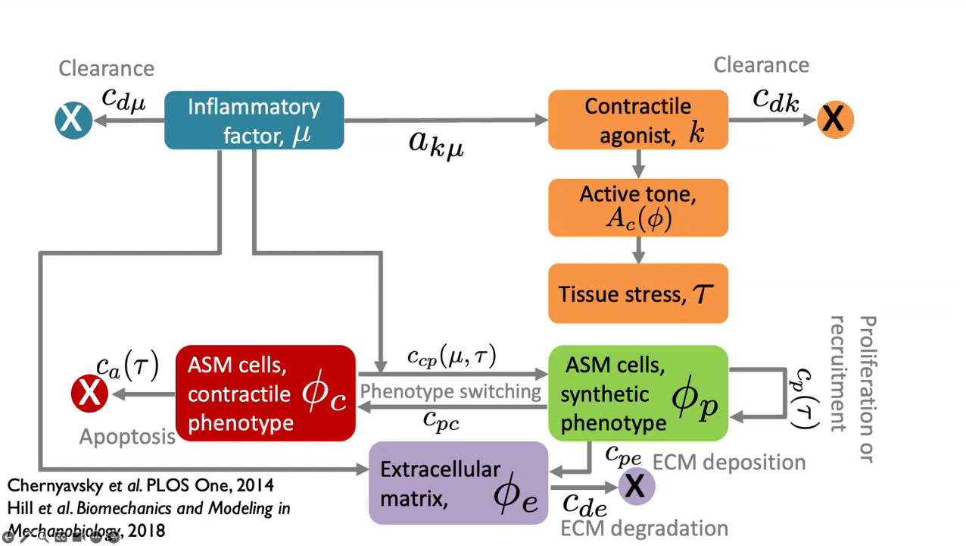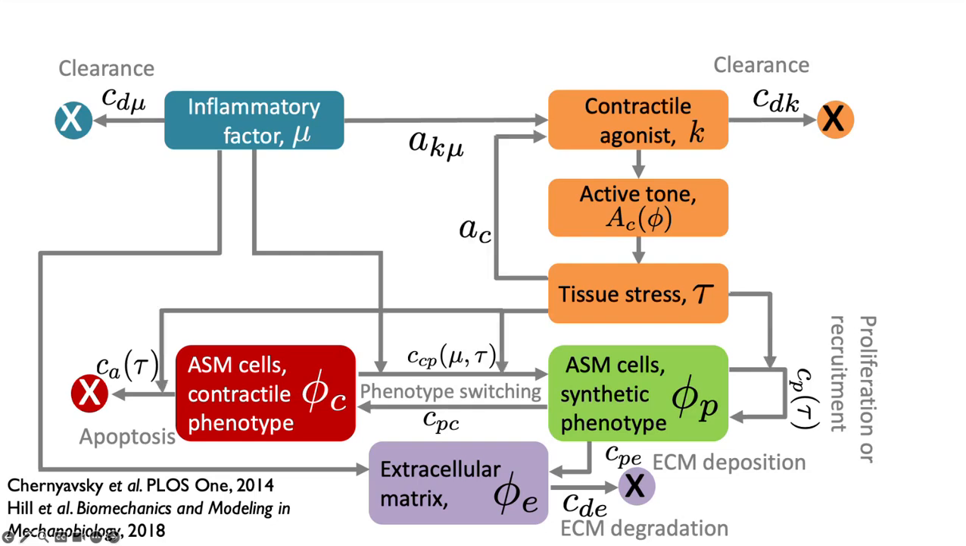Now, inflammation causes contractile agonists to be released. That then generates an active tone, i.e. the circumferential stresses that I talked about. And that, in turn, through mechanosensing or mechanotransduction type processes, those stresses can affect things like proliferation, switching, and apoptosis. And so wherever you see tau in the things that I'm going to talk about, this is the coupling between the mechanics of the airway model and the biological processes.